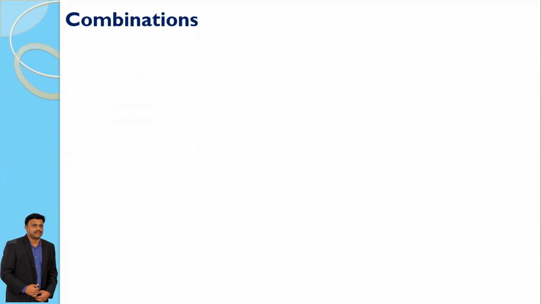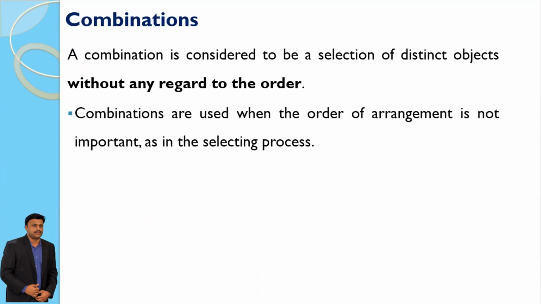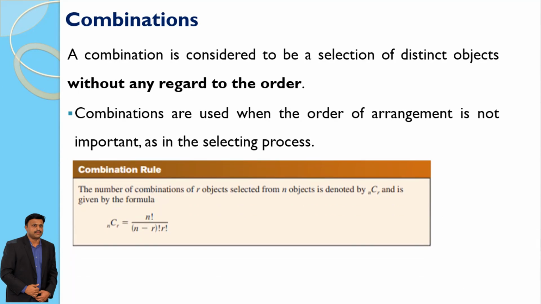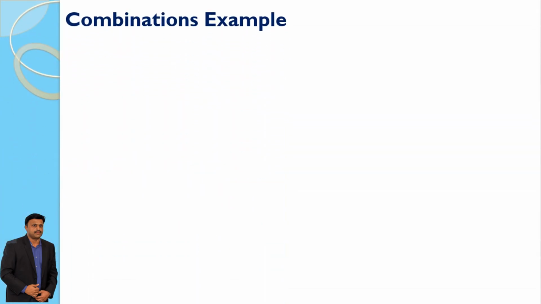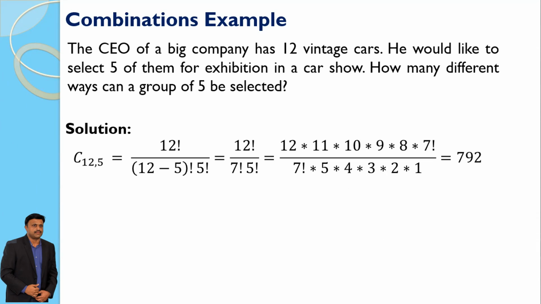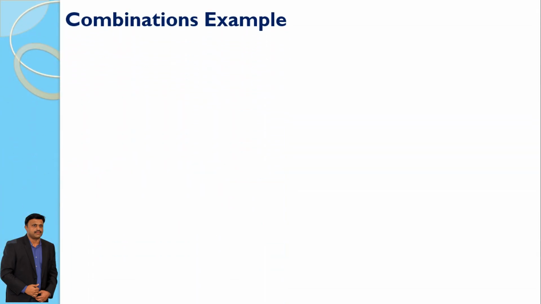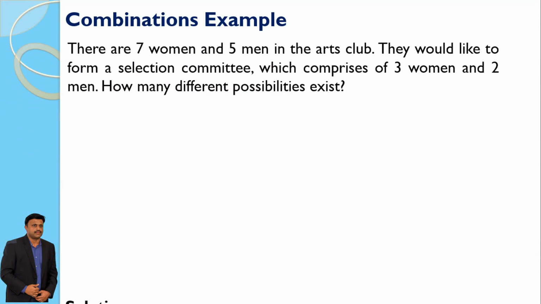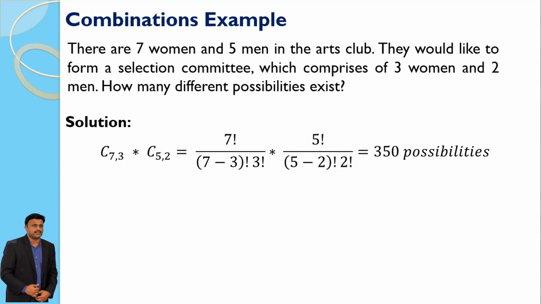A combination is a selection of distinct objects without regard to the order. Combinations are used when the order of arrangement is not important. The CEO of a big company has 12 vintage cars and wants to select 5 for exhibition in a car show. The number of ways to select the group is calculated using the combination formula. There are 7 women and 5 men in the arts club. The number of different possibilities to form a selection committee of 3 women and 2 men is calculated using the combination formula.